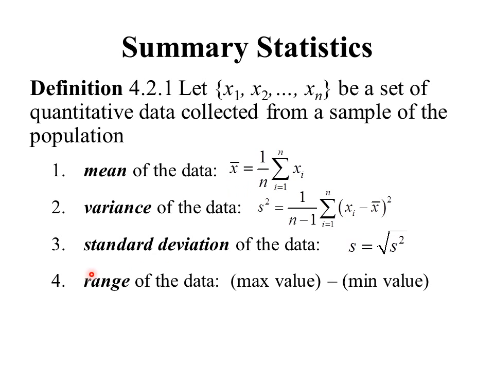The next summary statistic is called the standard deviation of the data. The standard deviation is just the square root of the variance. So we denote the standard deviation s, and it's equal to the square root of the variance s squared. The last summary statistic here is the range of the data, where we take the maximum value minus the minimum value.